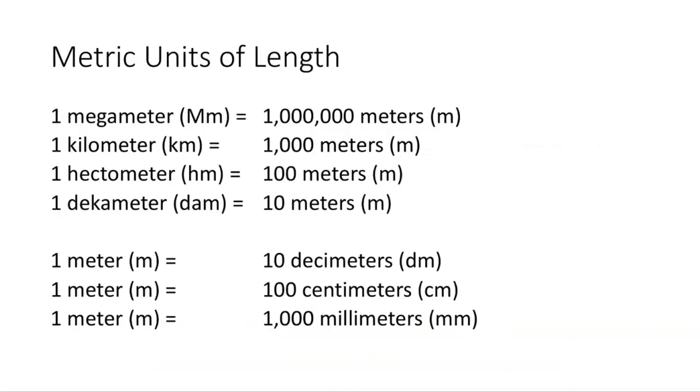All right, for lengths, we use the base unit of a meter. And so a megameter is 1 million meters. A kilometer is 1,000 meters. Hectometer is 100 meters. Decameter is 10 meters. And so on. A centimeter is 1/100th of a meter. A millimeter is 1,000th of a meter. And so on.